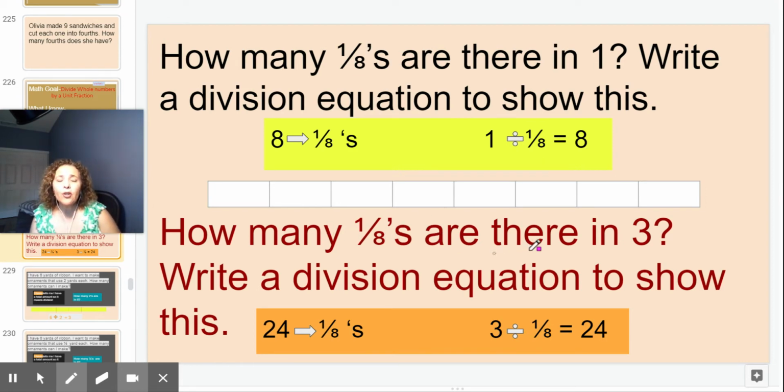So how many 1/8s are there in 3? If there's 8 in 1, then in 3 there's got to be 8 plus 8 plus 8, or 8 times 3, which is 24. So there are 24 1/8s in 3 wholes. My equation would be 3 divided by 1/8 is equal to 24. That's what my division equation looks like. 3 divided by 1/8 is 24.